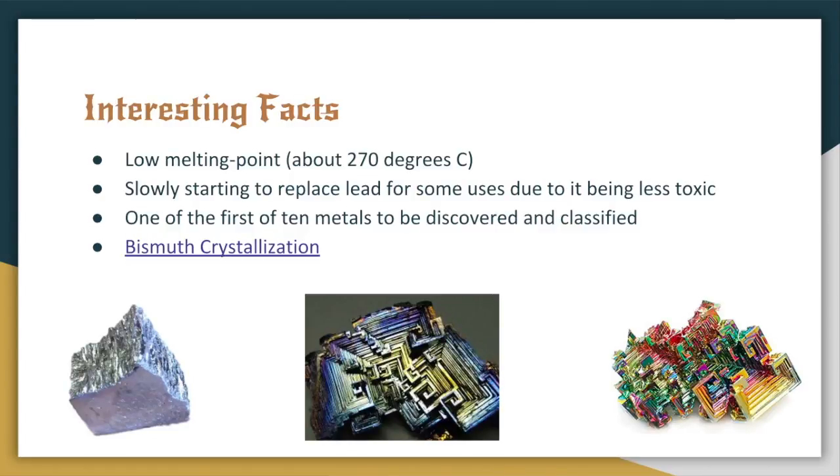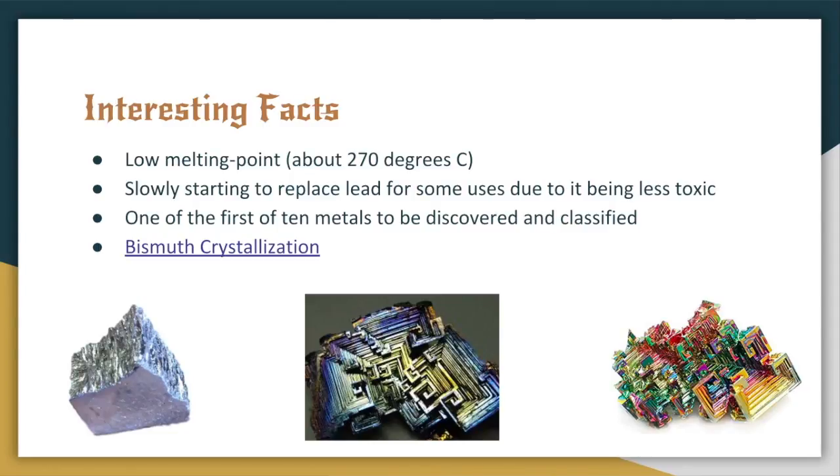It's got a very low melting point. It's about 270 degrees Celsius, meaning in a regular high school lab you could melt this metal and probably form some of these bismuth crystals. Pretty easy process. Slowly it's starting to replace lead because it's less toxic than lead.